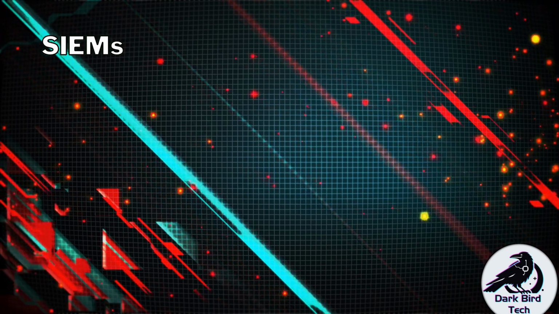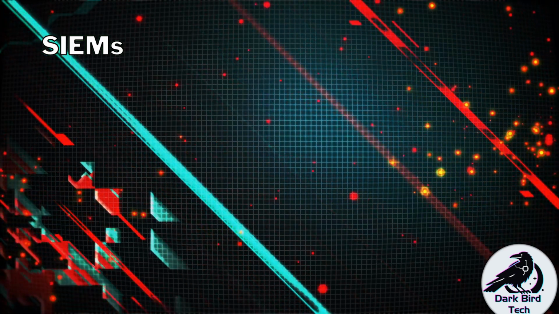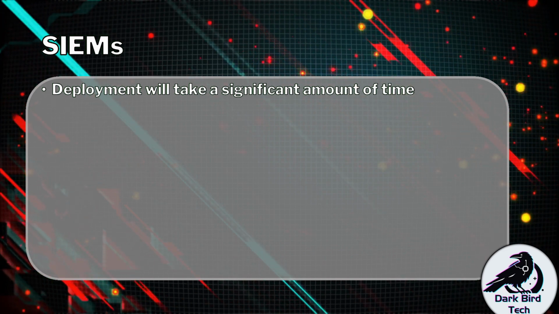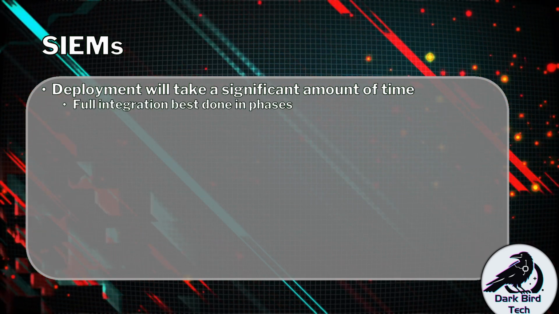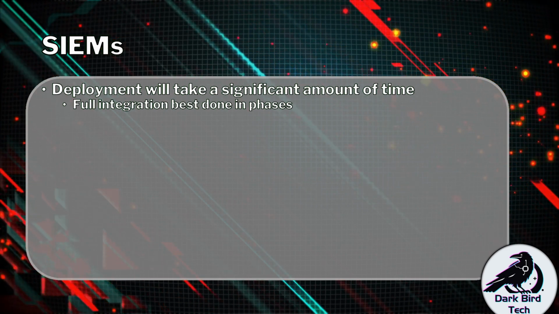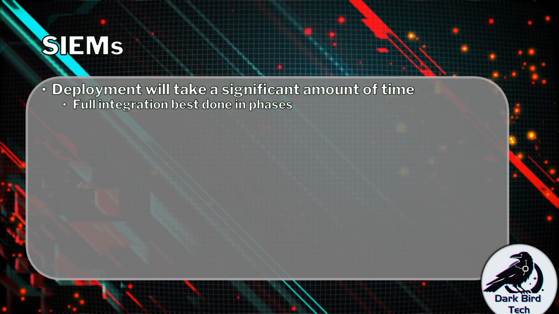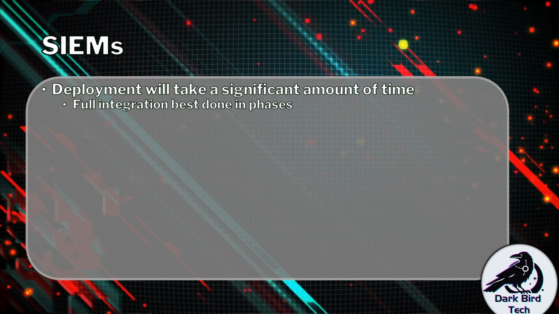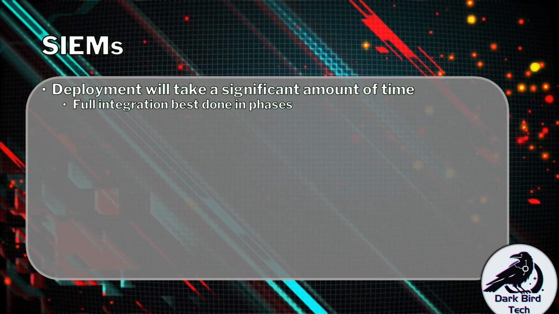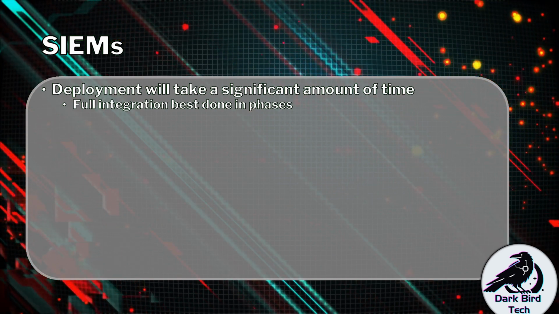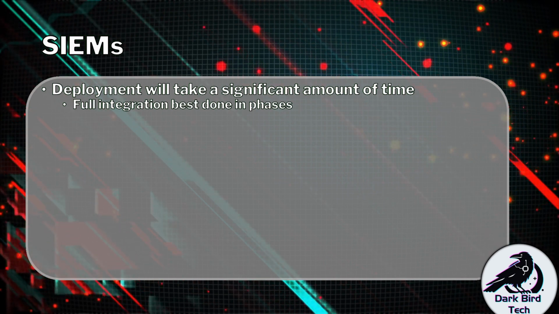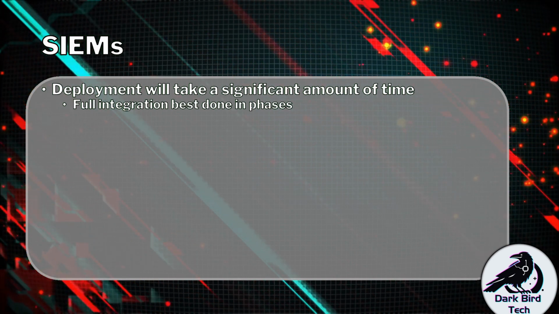Now, this sounds great, SIEMs sound amazing, but the deployment will take a significant amount of time to do. It's best to do the full integration of a SIEM in phases. Take your time, get little bits at a time done, get that server enrolled, get that segment of the data center working with a SIEM, you get the idea. Take your time, roll it out in phases, so that if there's any problems or any blind spots, it's a lot easier to isolate and resolve them when you're focusing on little portions of the whole organization.